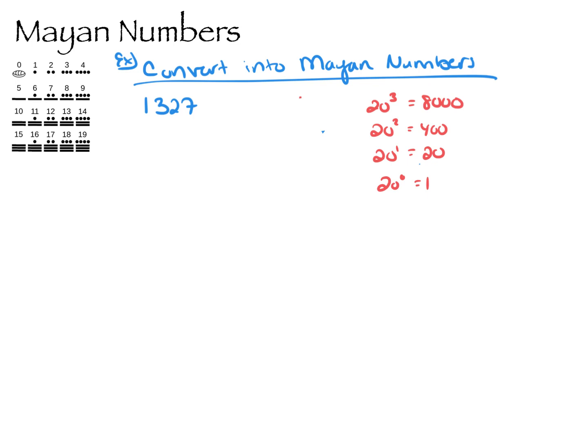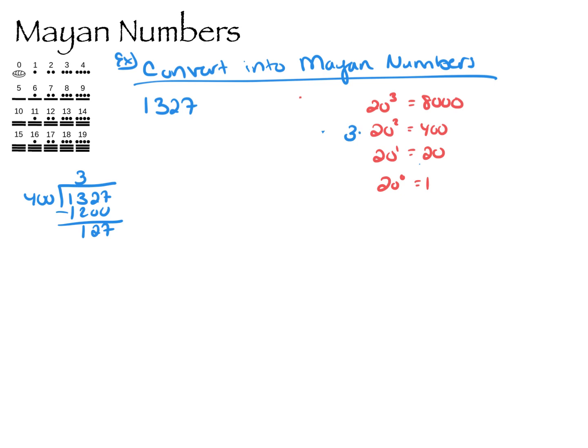And then I'm going to use division. So 8,000 is too big, so we're going to start with 400, and we'll calculate 400 divided into 1,327. Okay, 4 goes into 13 3 times, so this is 3 times 400 is 1,200. So we have a remainder of 127. So there are 3 400s.